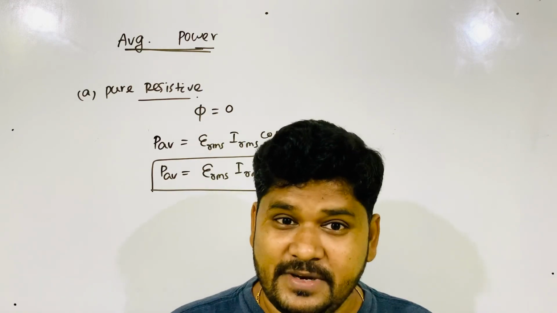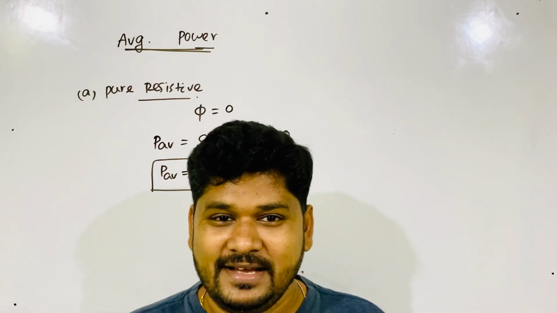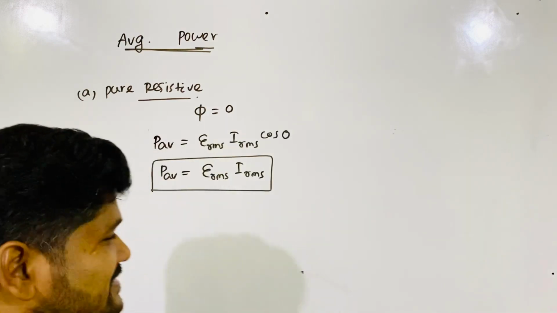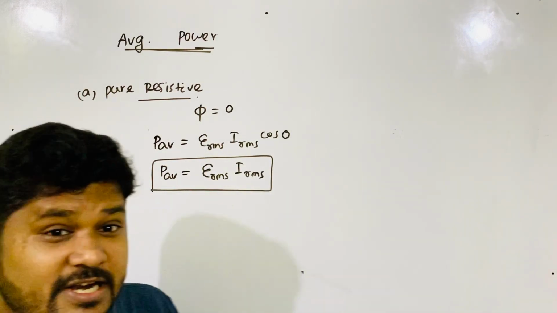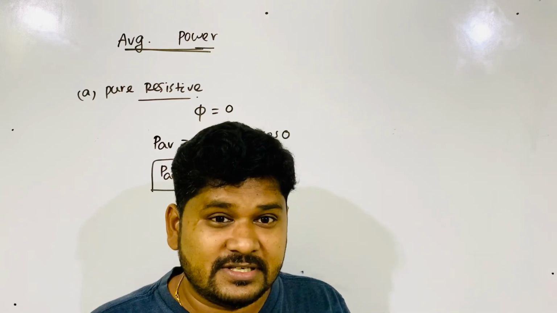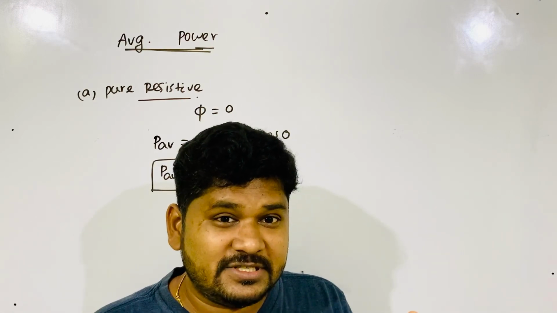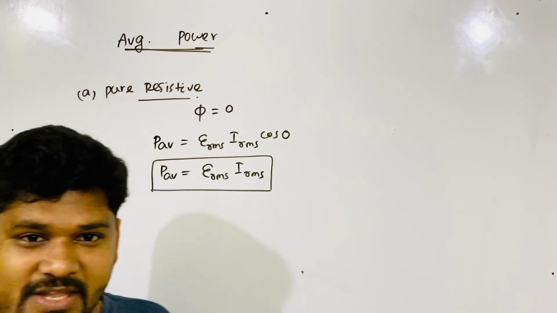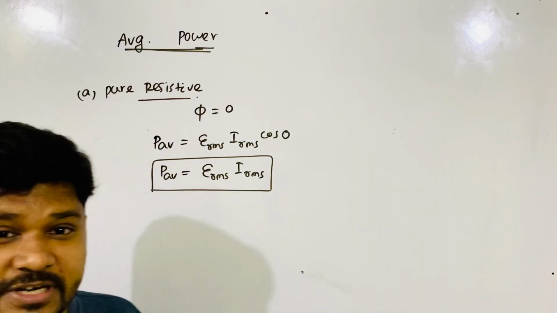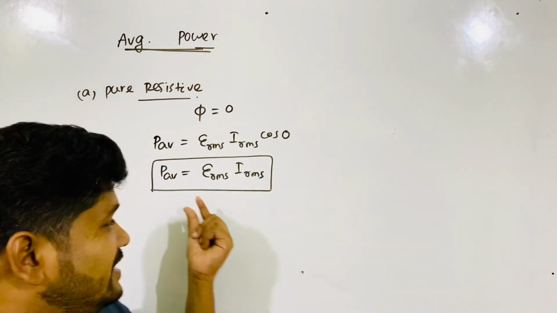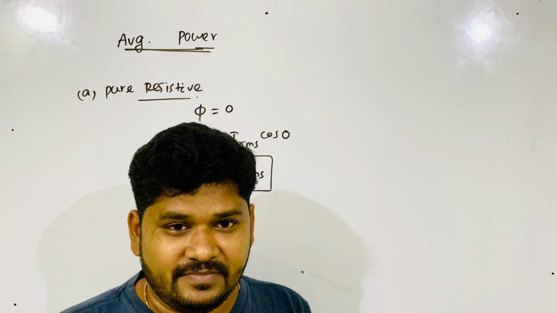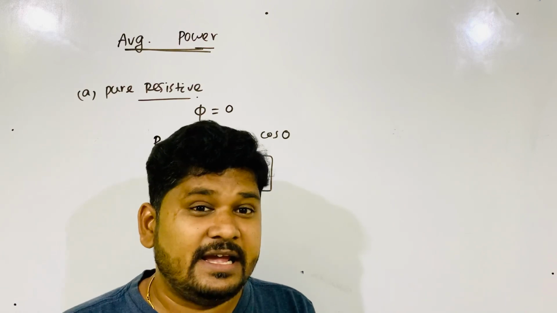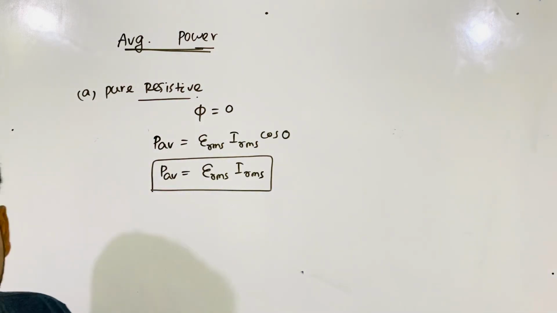So that means this formula is just like your DC formula. Power is equal to voltage into current. That's right. Just like the DC formula. But which voltage and which current will we take? That was the question in your mind from the start of this lecture. Now you got the answer. Which value of voltage and which value of current will we take? E RMS into I RMS in a pure resistive circuit.